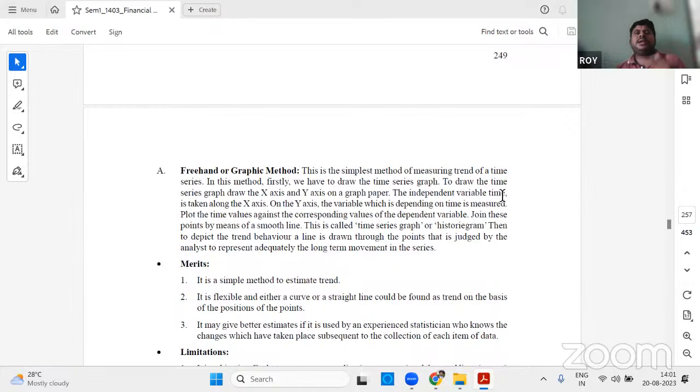You will understand, right? In the first year or first month or first week, how it is. It's down, and then it again increases. Again it decreases. Again it increases. Or sometimes it is continuously increasing over a period of time, and then it came down. Right? This is the simple freehand or graphic method.